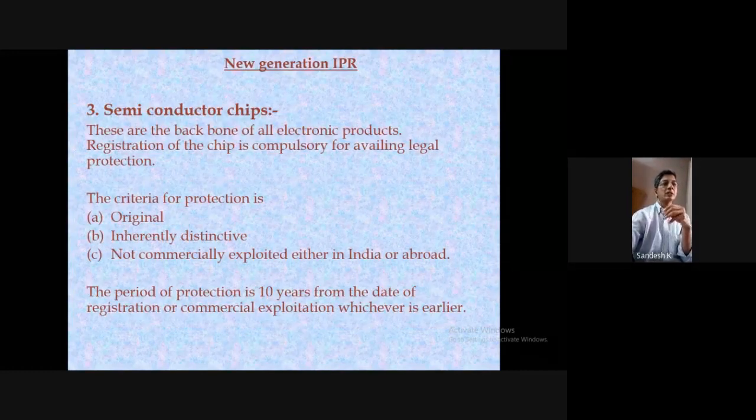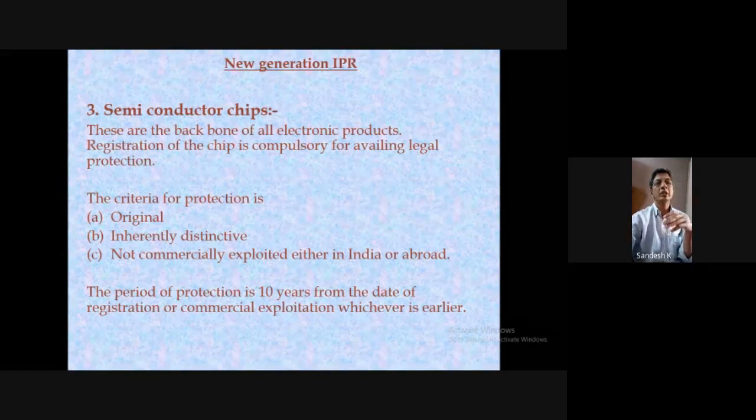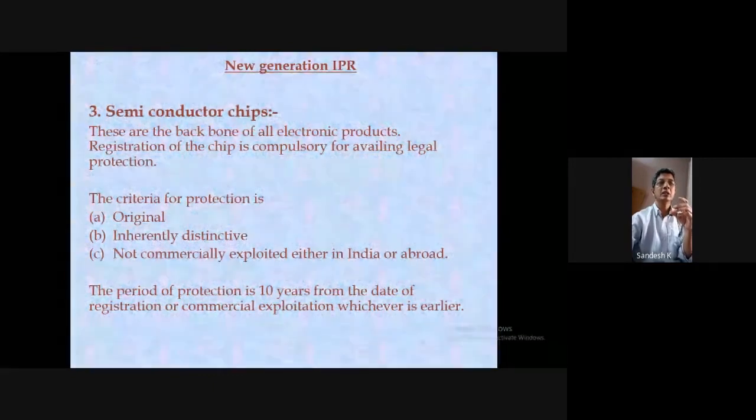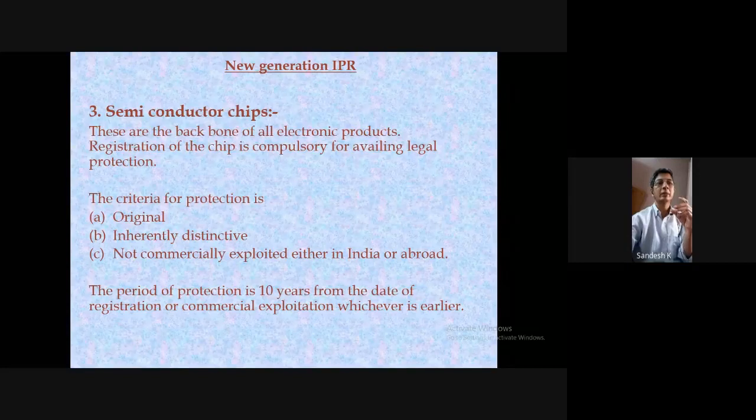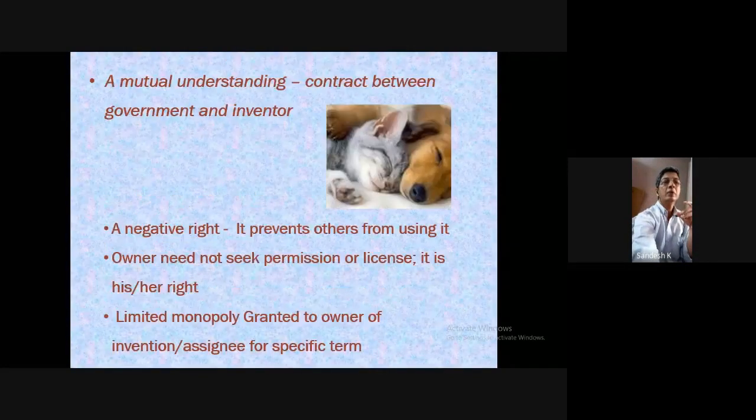Yes, if it is an original semiconductor design, inherently distinctive and not commercially exploited, it can also be filed as a separate category. This does not come under the patents and all. These three are separate: GI, geographical indicators, then plant variety, and semiconductor. There are different categories which are emerging as new segments under intellectual property rights. Yes, next slide, please.